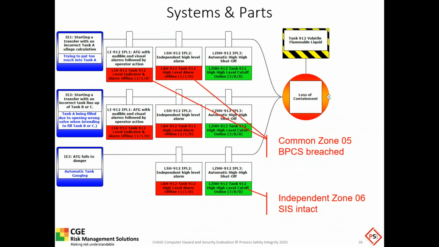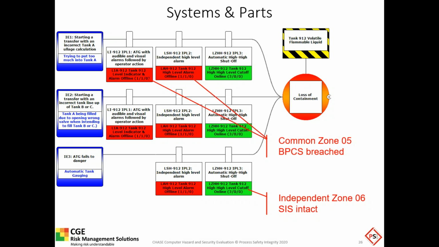Another thing I'm going to show you later is how systems and parts are really powerful features of the software. So your barriers are made up of systems. Those systems generally are based on a detect, decide, and do, or detect, decide, and act concept. So your safety instrumented functions will have a sensor, logic solver, and a final element. Your alarms will have a sensor, a processor, and an operator or somebody else to carry out the action.